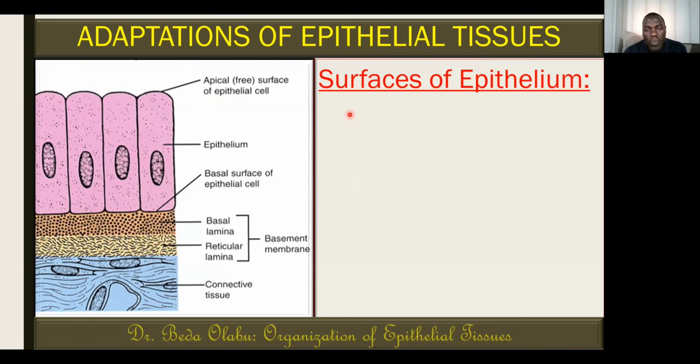On the surfaces of epithelium, if epithelium is like this, we've said that epithelium rests on basal lamina. This is the basal lamina. Basal lamina is largely secreted by epithelial cells. But there's also another thing called reticular lamina that is secreted by connective tissue. These two, basal lamina and reticular lamina, constitute the basement membrane. So when you say epithelium rests on basal lamina, it's still okay. If you say epithelium rests on basement membrane, it's still the same concept.